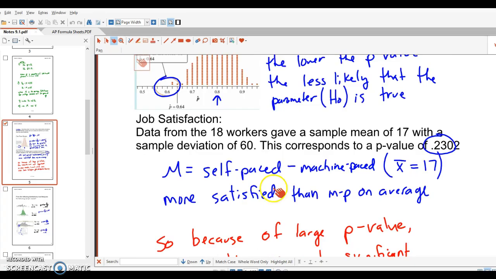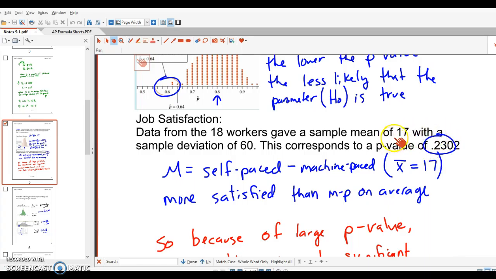Okay, for the job satisfaction, at this point, this is calculated for you. The average difference ended up being a 17 for the set of data that was carried out by this study, with a sample standard deviation of 60, and the corresponding p-value is about 23%. Okay, so even though a mean difference of 17 sounds kind of big, this p-value suggests that the difference of 17 could have just come up by chance.